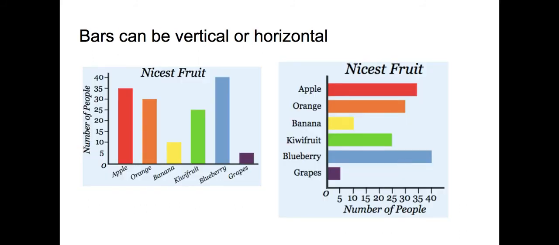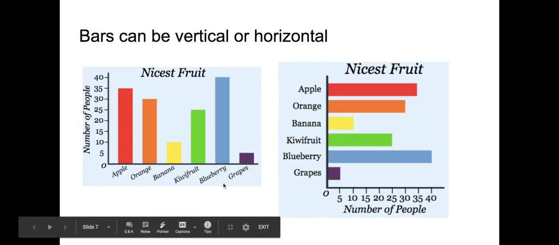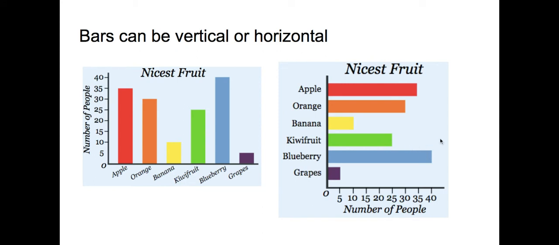Bar graphs can be vertical or horizontal. So all of the ones we've seen so far have had vertical bars. This is one where people were asked what they think the nicest fruit is. And this is it arranged the other way around with the bars going horizontally, but it's essentially the same graph.